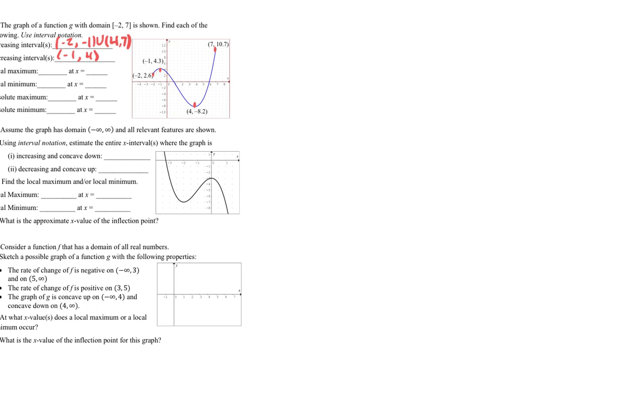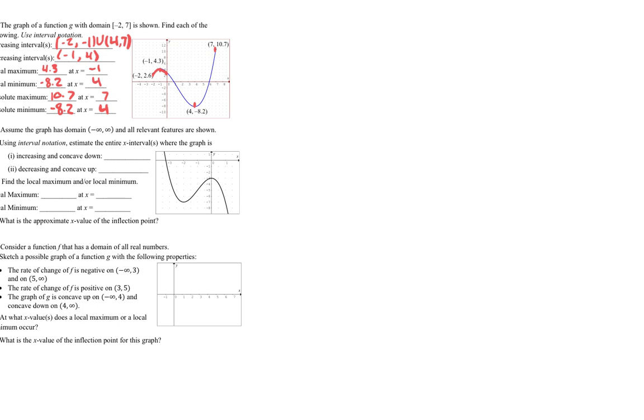And typically what's common of that is you would see that your slope goes from increasing to decreasing. That's typically what happens. So our local maximum is 4.3 at x equals -1. The local minimum is -8.2 at x equals 4. And then the absolute maximum is going to be this up here, and our absolute minimum is right there. And that's just like the overall, looking at everything. So the absolute max is 10.7 at x equals 7, and the absolute min is -8.2 at x equals 4.